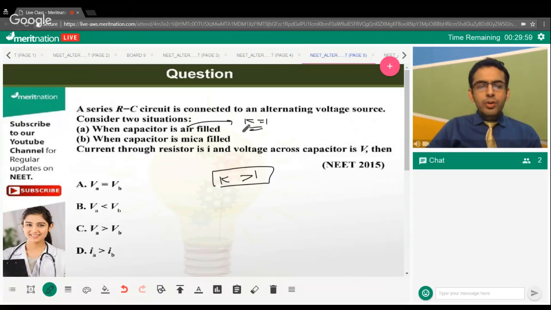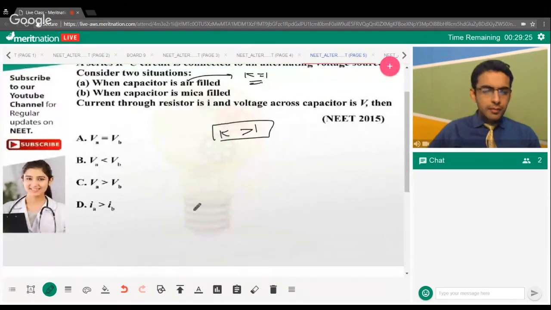The current through the resistor is I, and the voltage across the capacitor is V. So how to compare the voltages in the two situations? V is the voltage across the capacitor, and I is the current through the resistor. How to compare the voltages in situation A and situation B? Okay, let's see. First of all, we'll make an RC circuit.